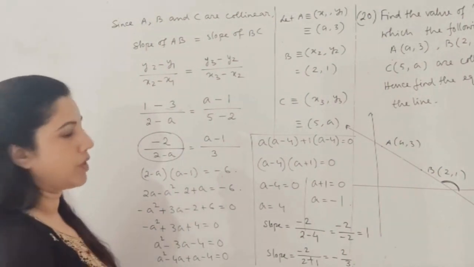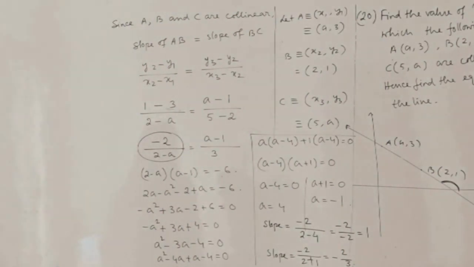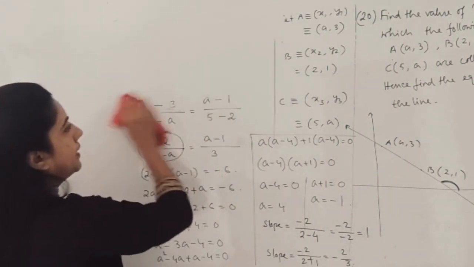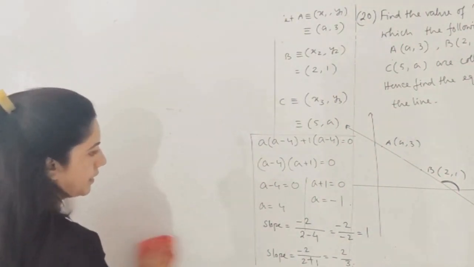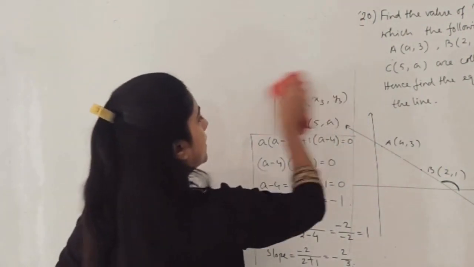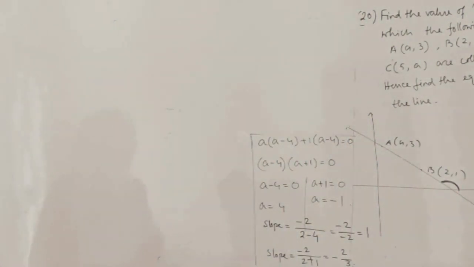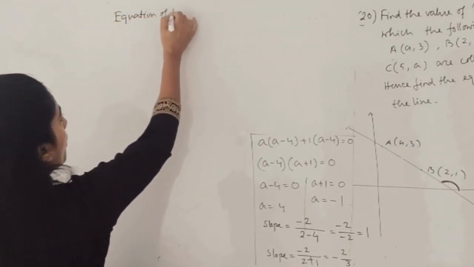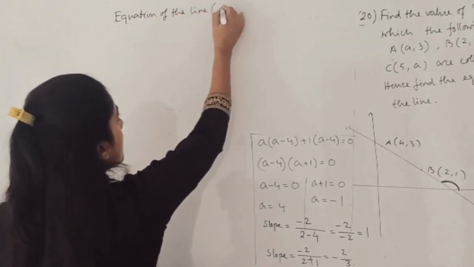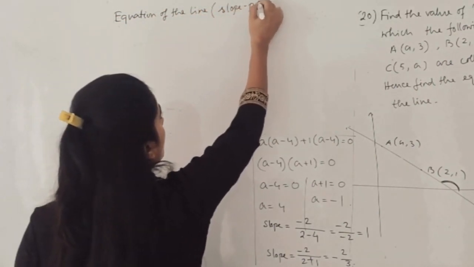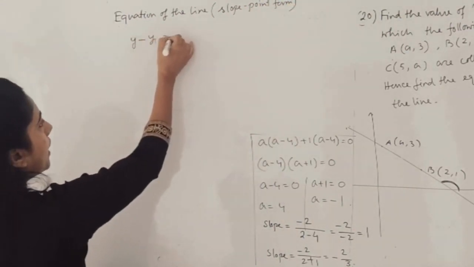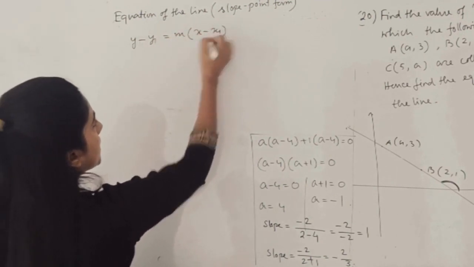Now we need to find out the equation of the line. Let me erase this part. So we can get the equation of the line by slope point form. Equation of the line. Which form am I using? Slope point form. Okay. What is that form? y minus y1 is equal to m whole into x minus x1.